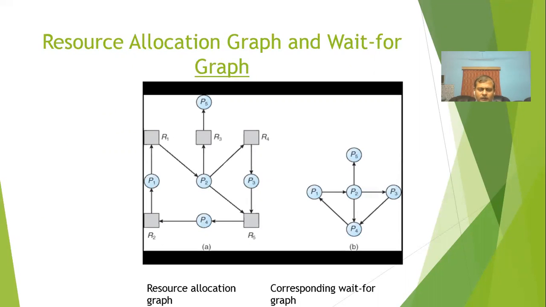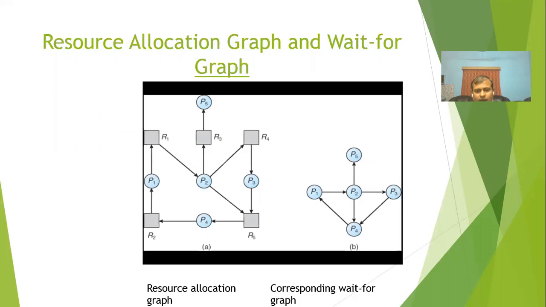So, how does the wait-for graph look? At the extreme left, we can view a resource allocation graph, and the corresponding wait-for graph is shown in the rightmost column. You can easily see that the corresponding wait-for graph is a compact version of the previous resource allocation graph, where we have removed the resource nodes from the graph, leaving only the process nodes.